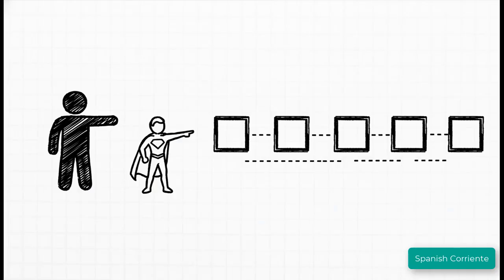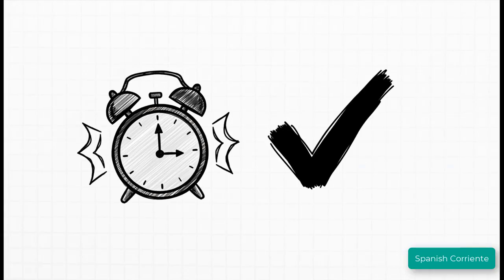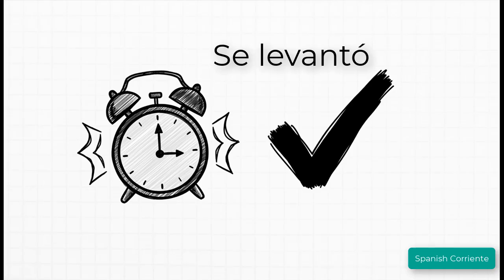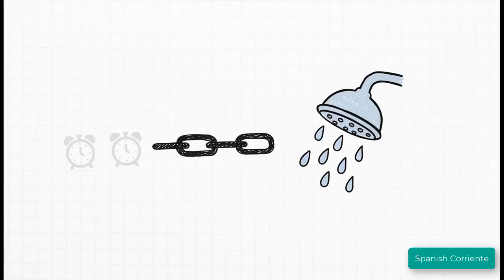Okay, so to really see this in action, let's build a super simple story. We're going to follow our guy, Mr. Martinez, and see what he did last Sunday. But here's the catch. We're only going to use our action hero, the preterite. Okay, first thing, he got up. Se levantó. It's a completed action. It happened. It's done. Boom. Check. Next, he took a shower.